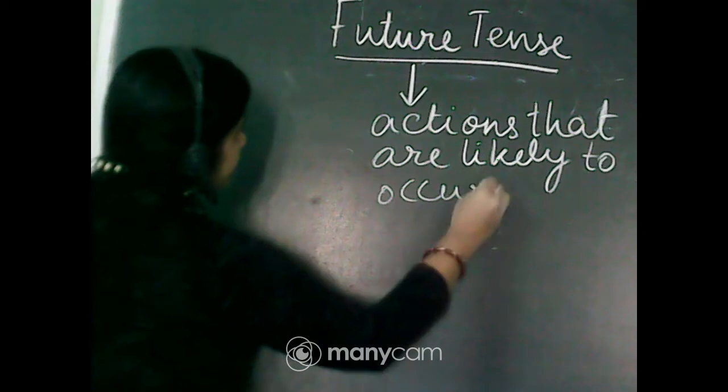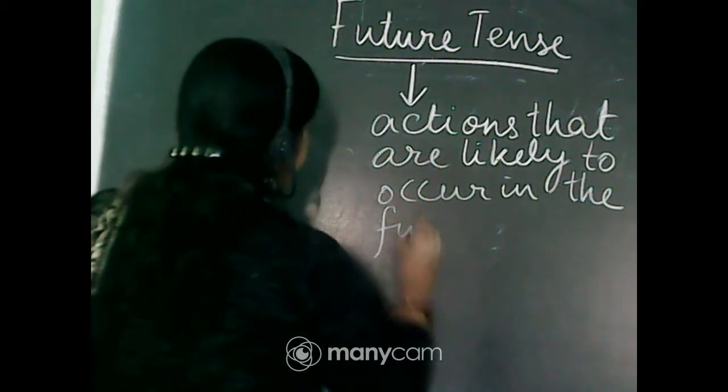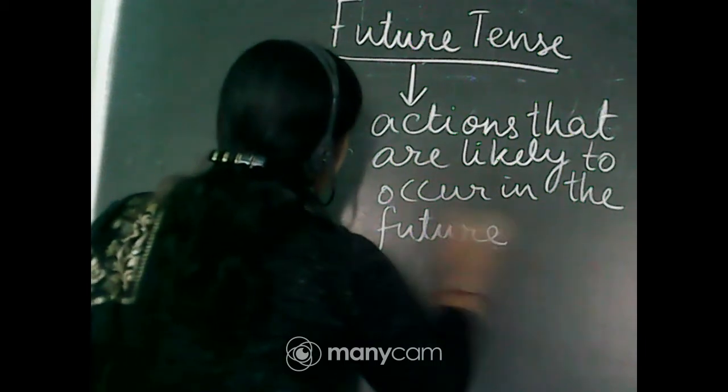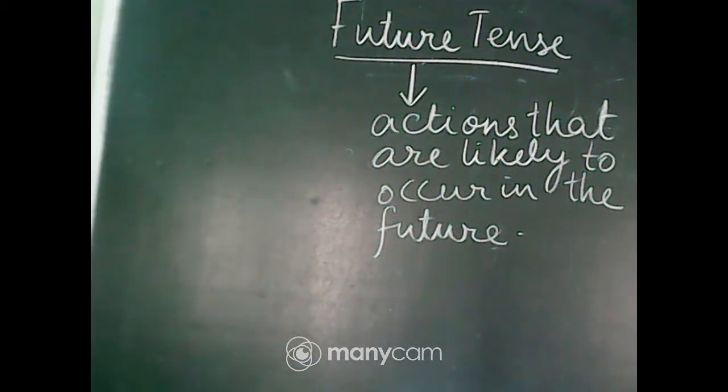Actions that are likely to occur in the future. Okay, future tense determines actions which are likely to occur in the future. Now, what are the different forms of the future tense?